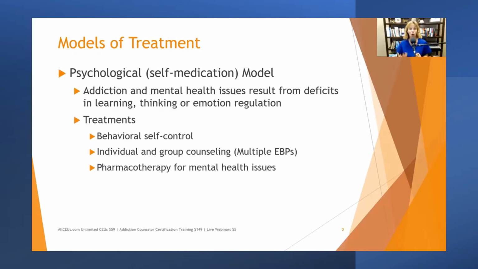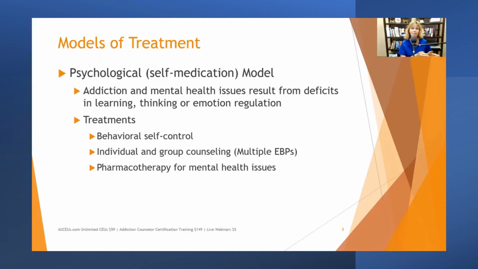We don't learn the coping skills we need. We don't learn how to become aware of what we need. We don't learn effective communication skills, etc. Deficits in thinking, which are our cognitive errors, or deficits in emotion regulation, where you go from 0 to 150 in no time flat. And it can be any combination of these things. So the psychological or self-medication model basically posits that there are a bunch of different approaches.